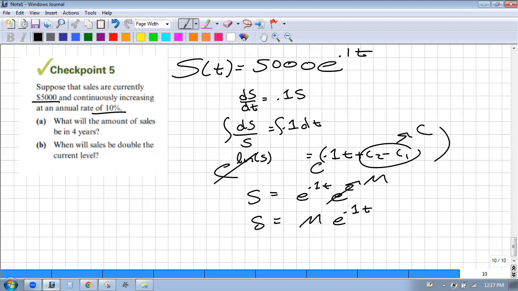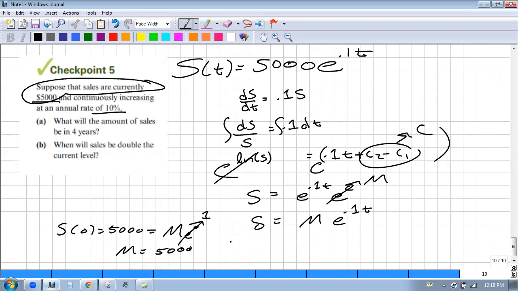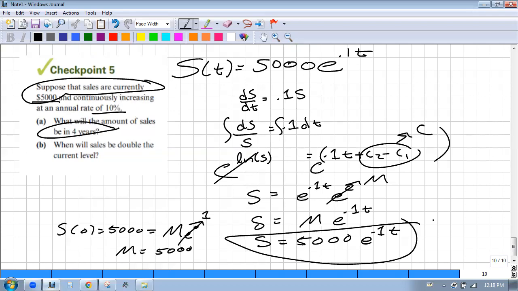We use the fact that S of 0 is 5,000. We have m e to the 0, so m is 5,000. So S is 5,000 e to the 0.1 t. What will it be in 4 years? Replace t with 4, right?